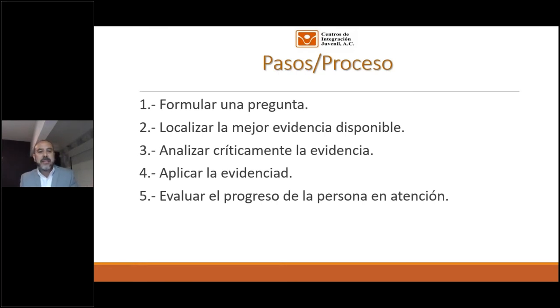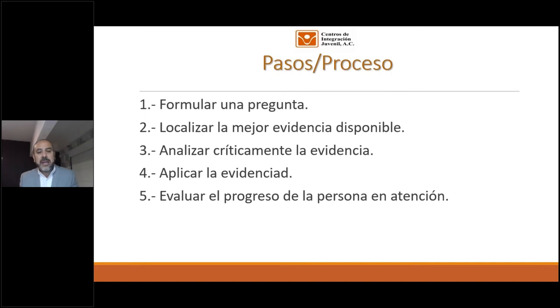Pero para poder realmente intervenir con toda esta situación de la medicina basada en evidencia, es muy importante formular estas cinco preguntas que nos van a ayudar a aplicar la mejor evidencia para nuestros pacientes. La primera es formular la pregunta, que a veces resulta difícil; lo vamos a ver un poquito más adelante de manera más detallada.